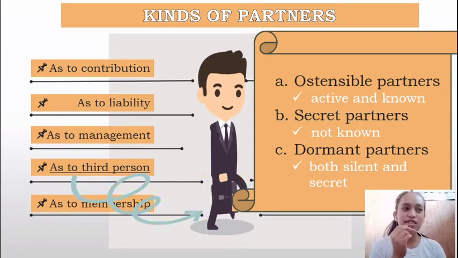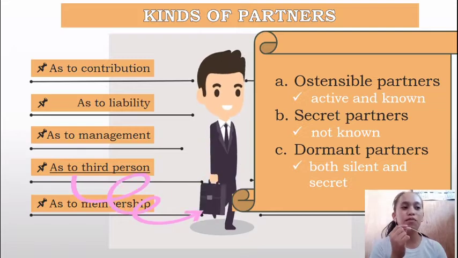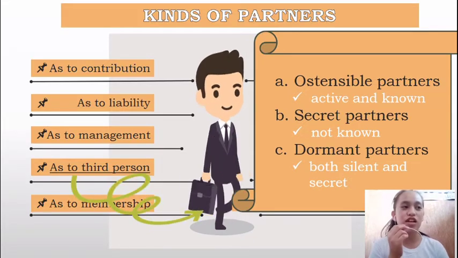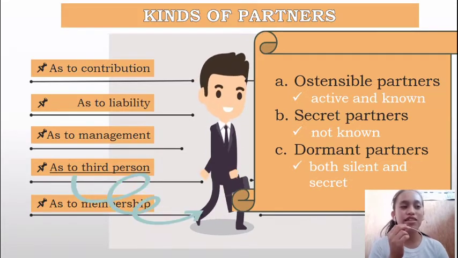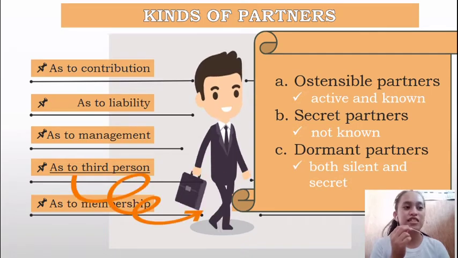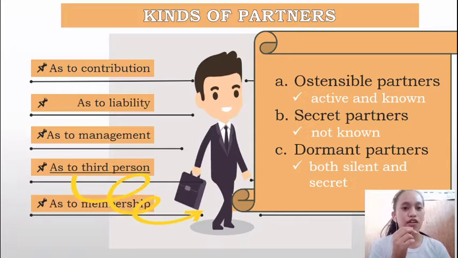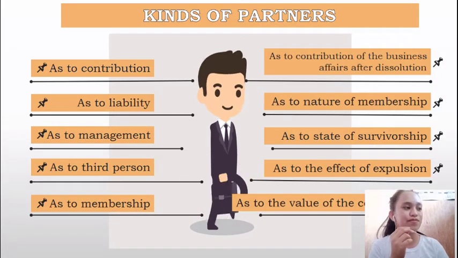The third one is the dormant partners. It is a combination of both silent and secret. They do not take an active part in managing the business, and at the same time they are not known as partners by the public.